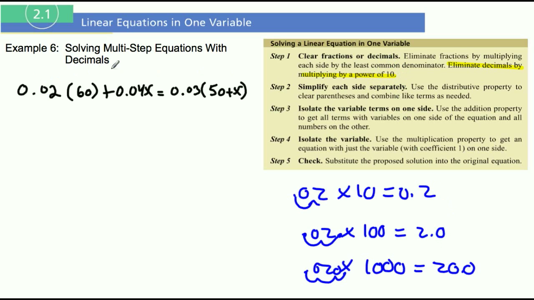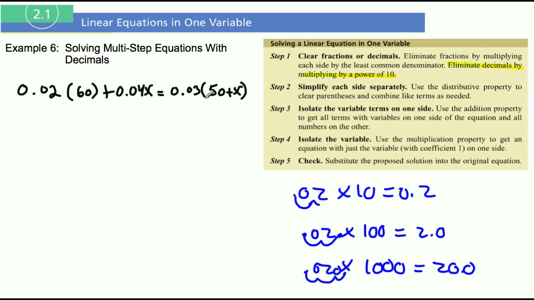Say I wanted to eliminate the decimals 0.02, 0.04, 0.03. What would I multiply both sides by to eliminate the decimal? Would I multiply by 10? Well, no, because if I multiply by 10, you move it over once and it becomes 0.2, and this becomes 0.4. But if I want to move this over twice, I want to multiply both sides by 100.